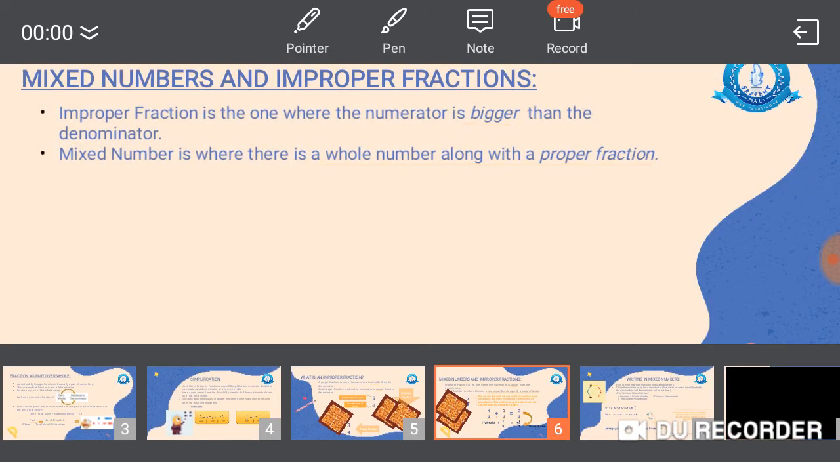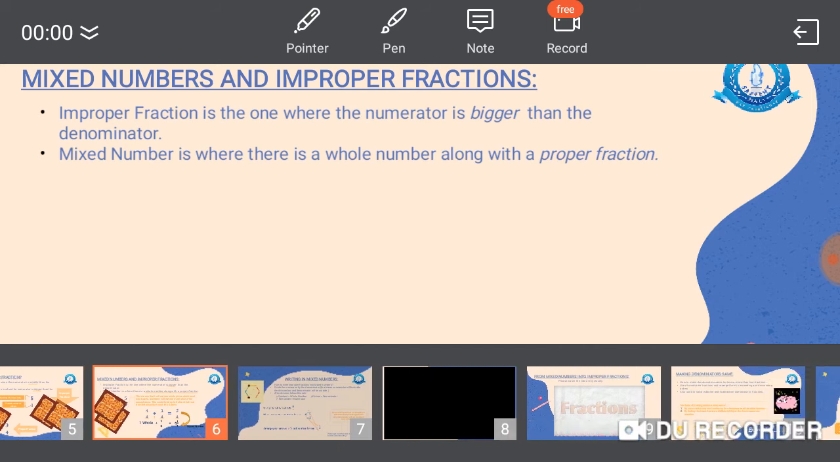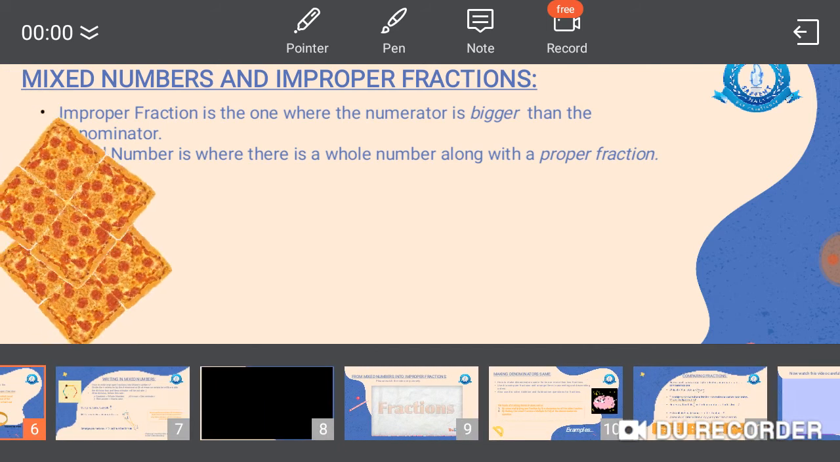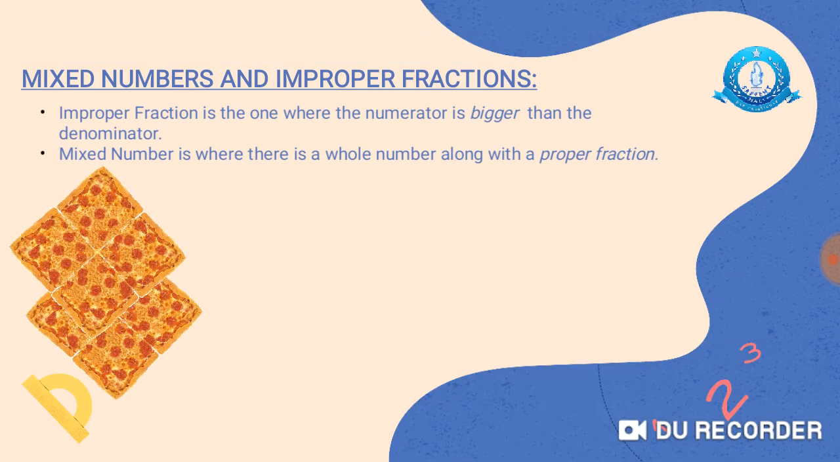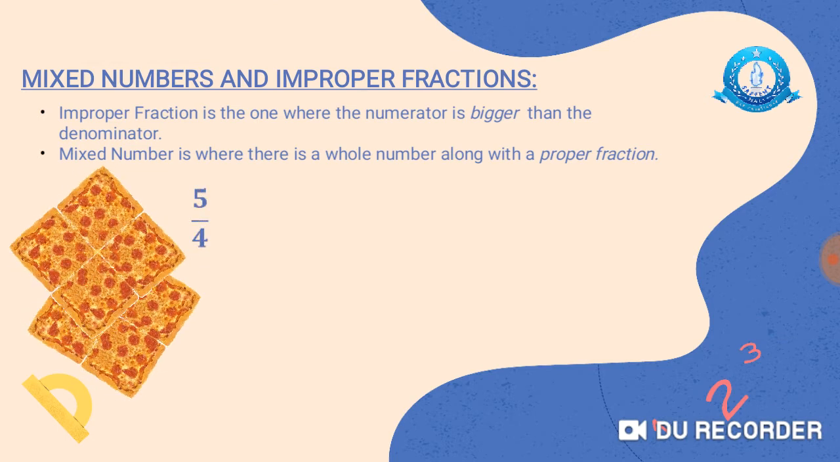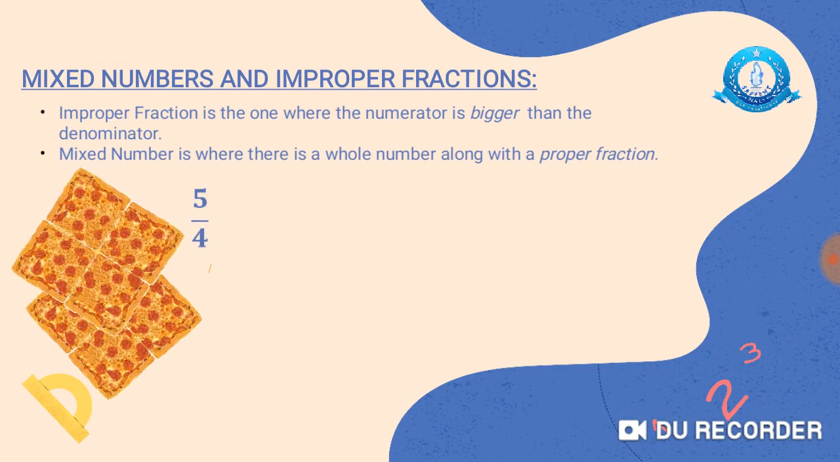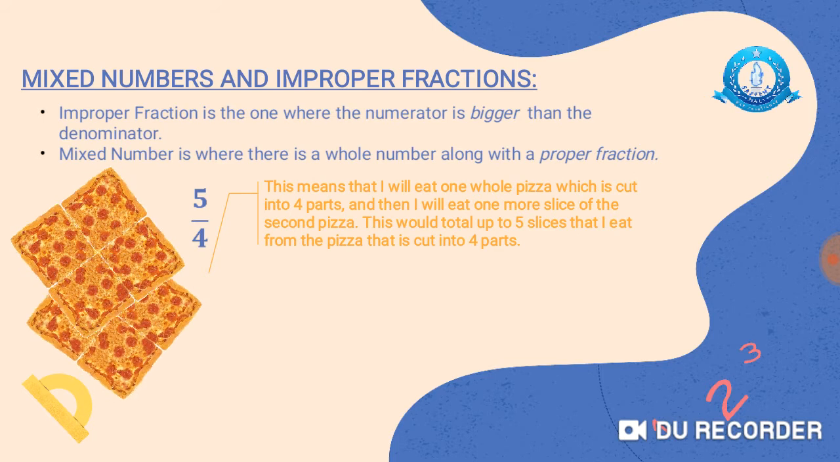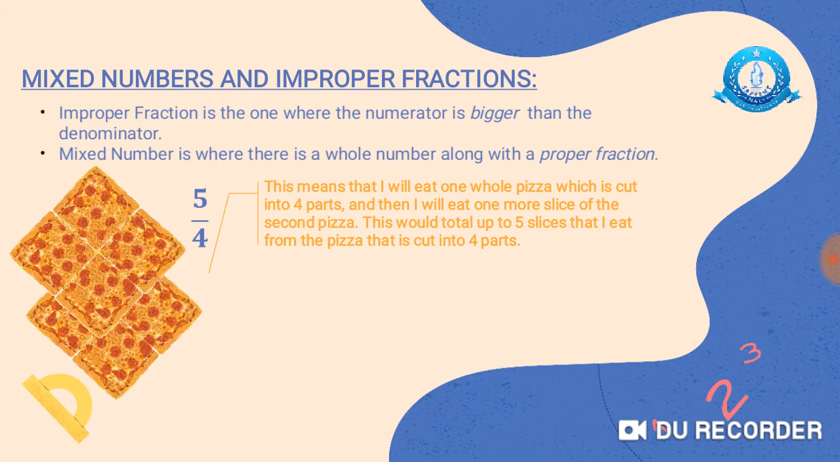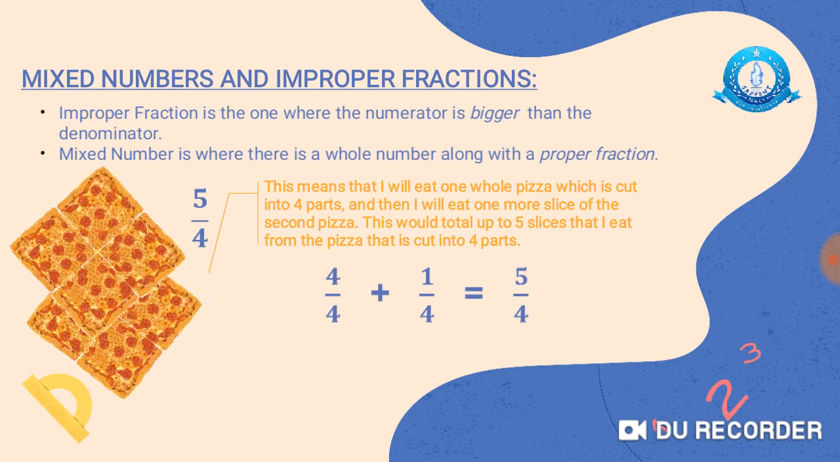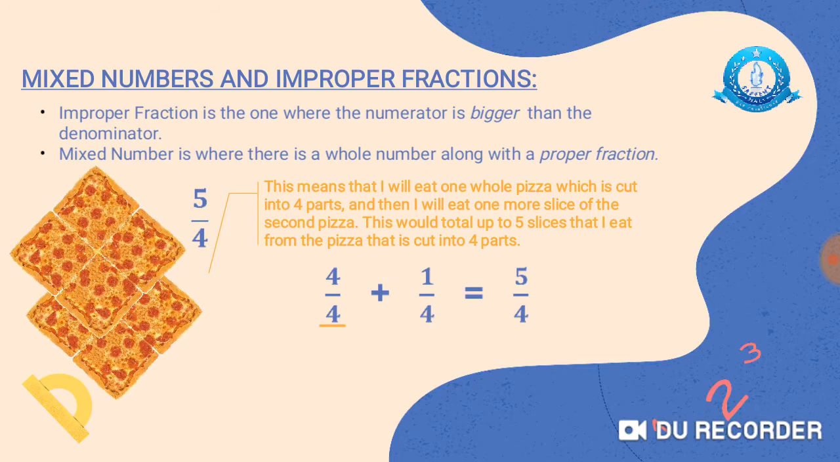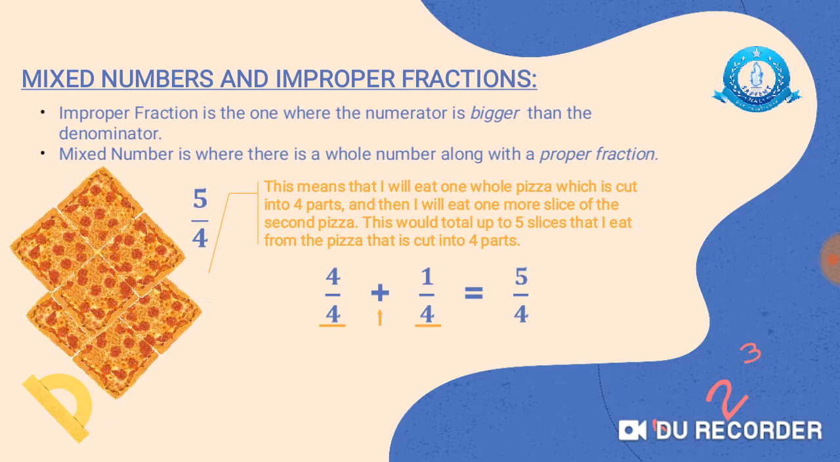Using the previous example, I ate 5 upon 4 of the pizza. This means that I will eat one whole pizza which is cut into 4 parts. So all the 4 parts of this pizza. In addition to this, I will eat 1 part of the second pizza. So in total, I eat 5 upon 4 parts of the pizza.